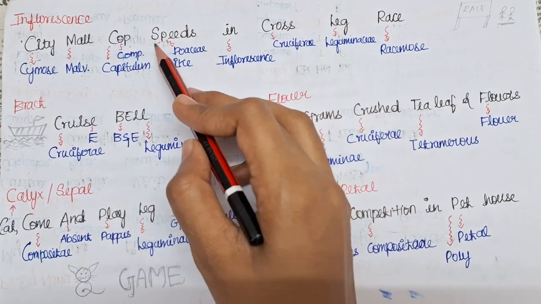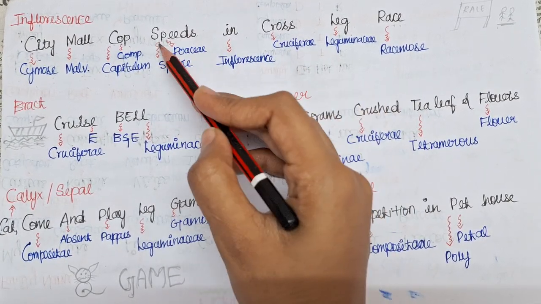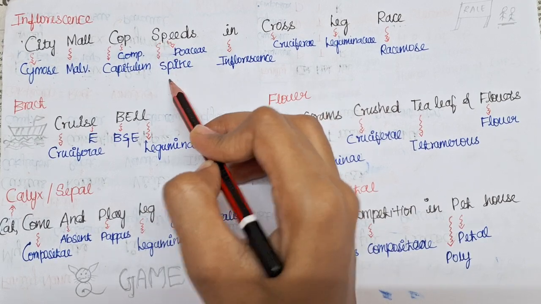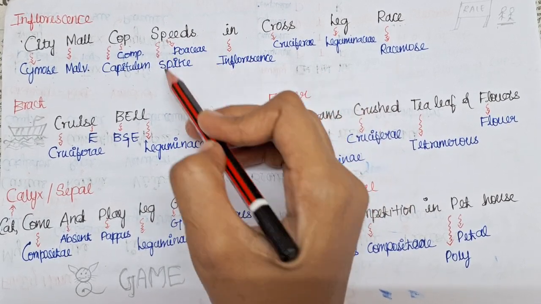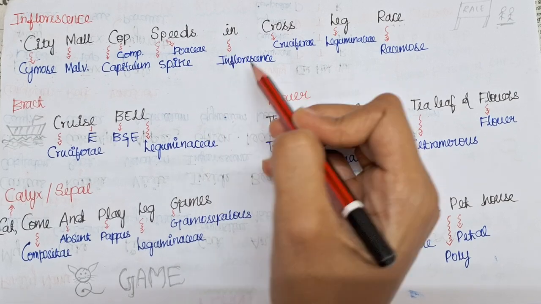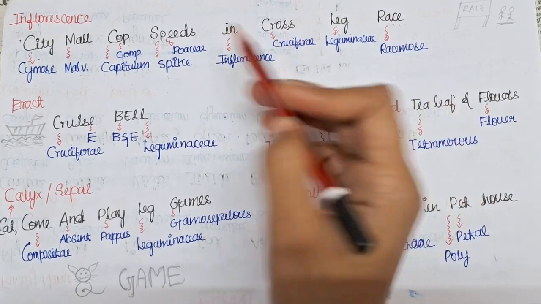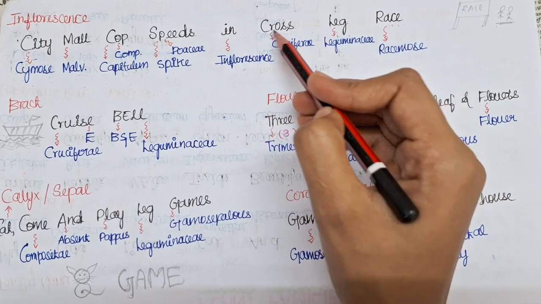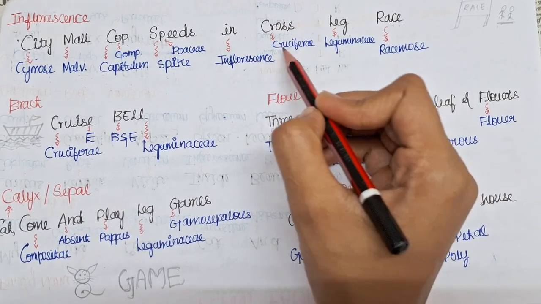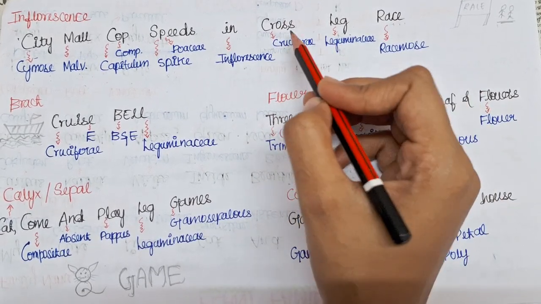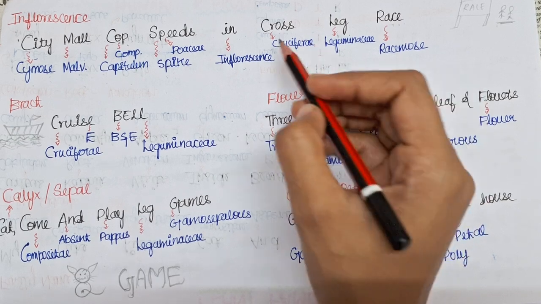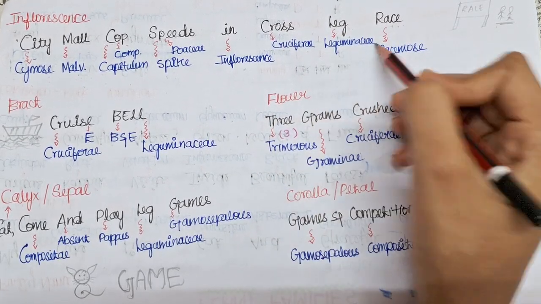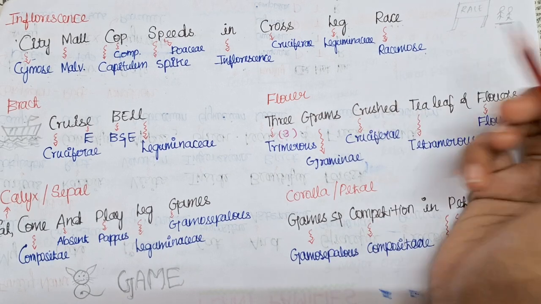Now speeds. In this you have two words. S is for spike, SP is for spike, P is for Poaceae. So spike is Poaceae. In means inflorescence. You have to know what we are memorizing this trick for, right? So in means inflorescence. Then cross, again CR is coming: Cruciferae. See how easy it is to memorize. So Cruciferae. Now Leguminosae. Race, racemose.